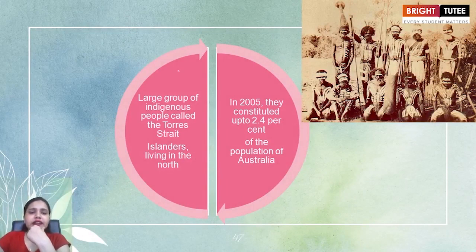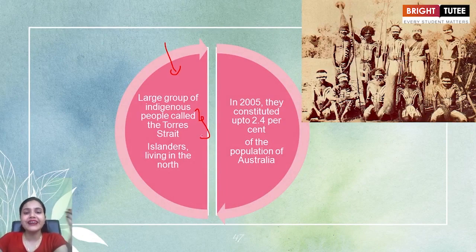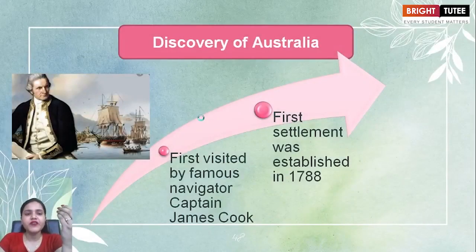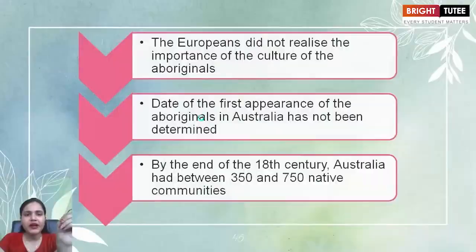Now here we see that there was a large group of indigenous people who were called the Torres Strait Islanders, who were living in the north. Again, if I go to the map, let's go to the map again.